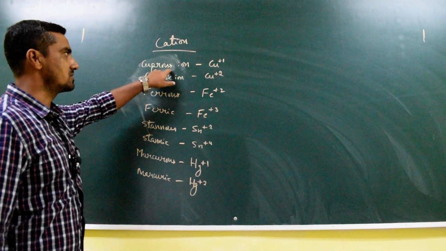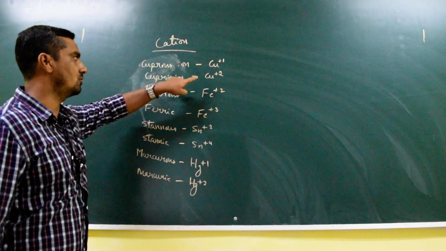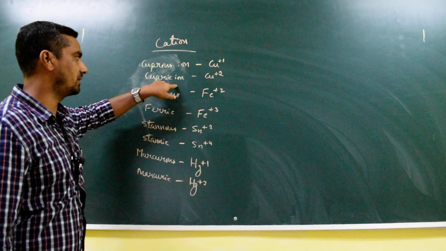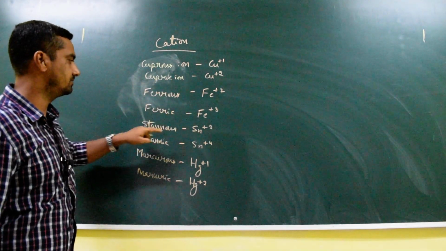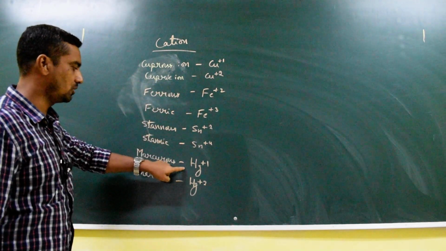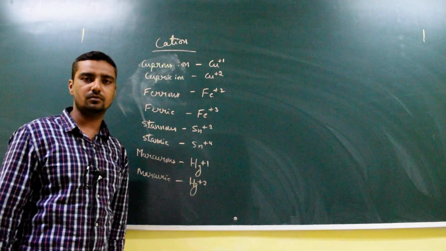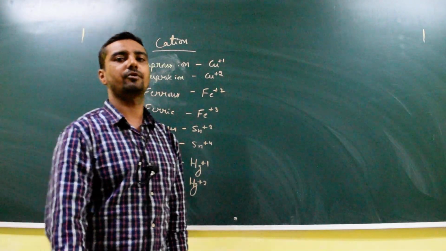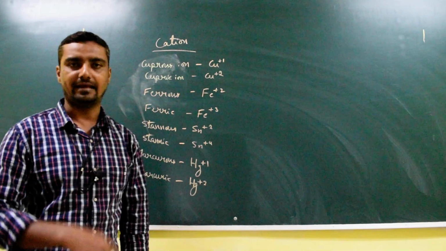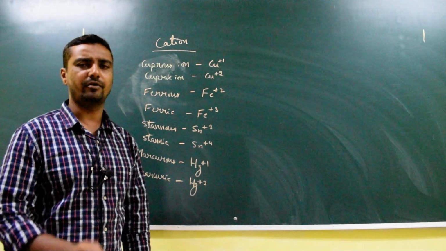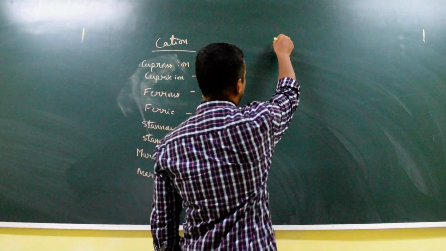So that is cuprous if the oxidation state is less, and if the oxidation state is more, that is cupric; ferrous, ferric; stannous, stannic; mercurous, mercuric. Right? Now, next we will study the polyatomic anions. It is very important, the polyatomic anions, right?